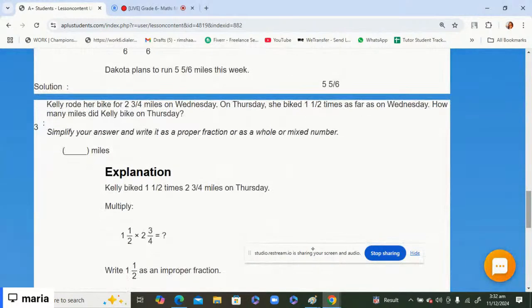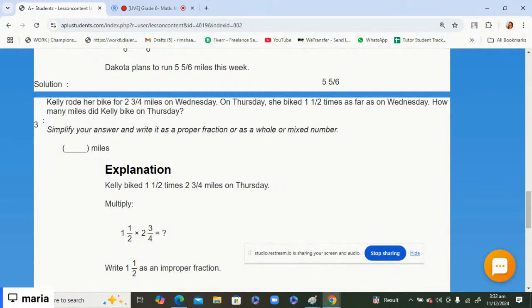Okay, so look at here the question. Kelly rode her bike for 2 and 3/4 miles on Wednesday. On Thursday, she biked 1 and 1/2 times as far as on Wednesday. So how many miles did Kelly bike on Thursday?